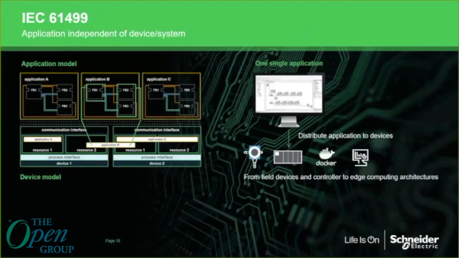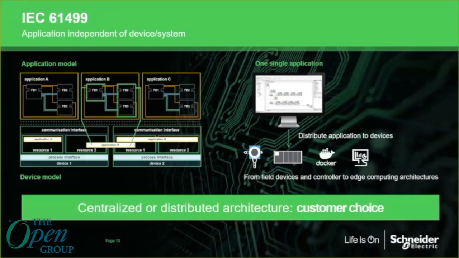So what we see here is the basic concept of 61499. You have applications, and they can be spread across the devices in the field. And what's really nice is they can be distributed into any kind of device in the field, from field devices and controllers to edge computing architectures. So that means that 61499 allows you to have centralized or highly distributed as a customer choice. You don't have to choose one particular solution.